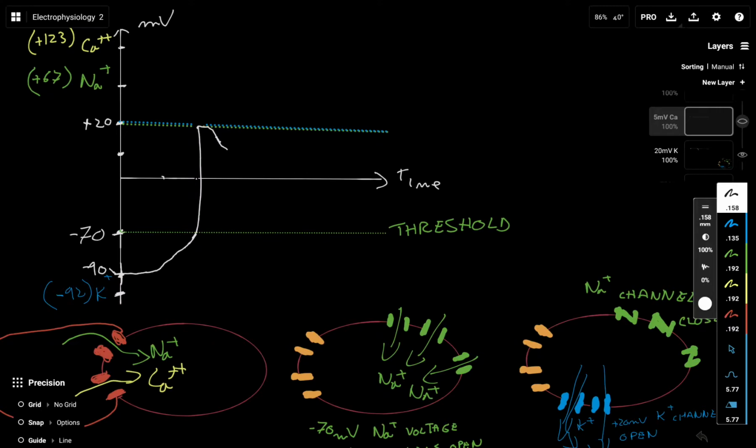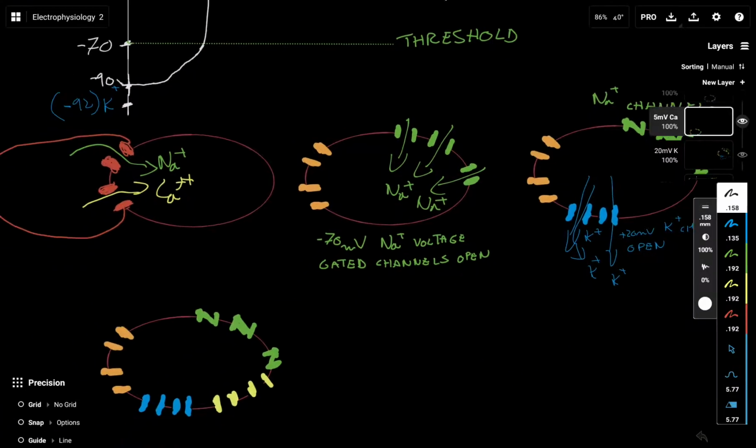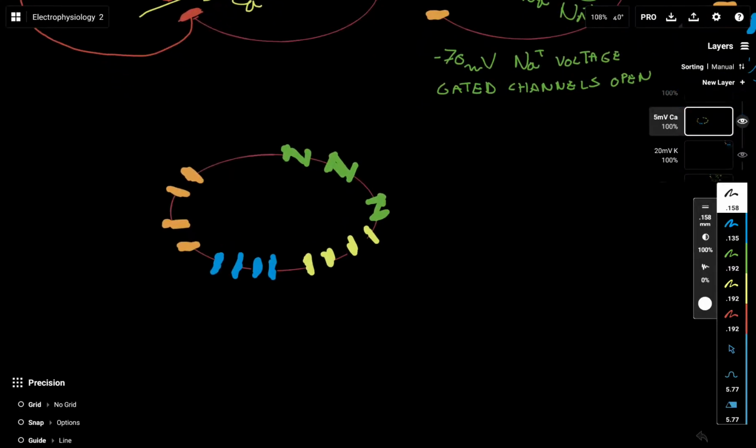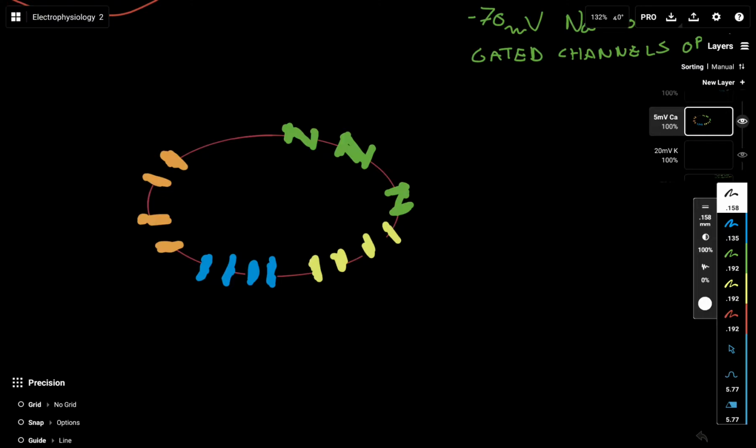As soon as it reaches 5 millivolts, so just slightly positive here, something else happens. What happens at 5 millivolts is that we have triggered the opening of some calcium voltage-gated ion channels. So talking about plus 5 millivolts, slightly. There is some calcium voltage-gated channel.